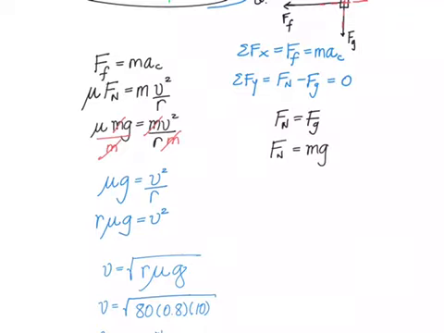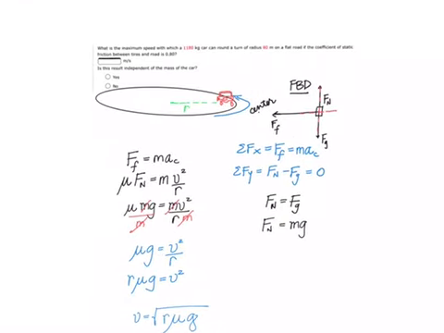And then the last part of the question asks us to identify if the result is independent of the mass. And right here, where we cancel the mass out, tells us the answer to that. Is this result independent of the mass of the car? Yes, because the mass canceled out. So it's independent of mass.